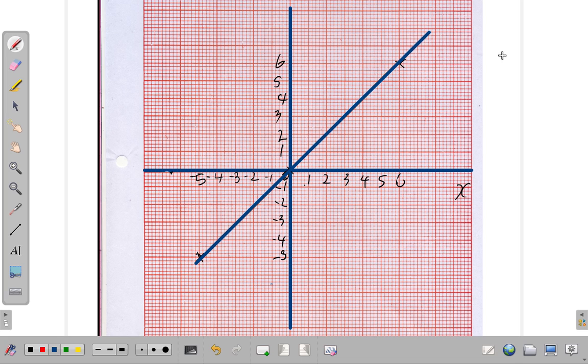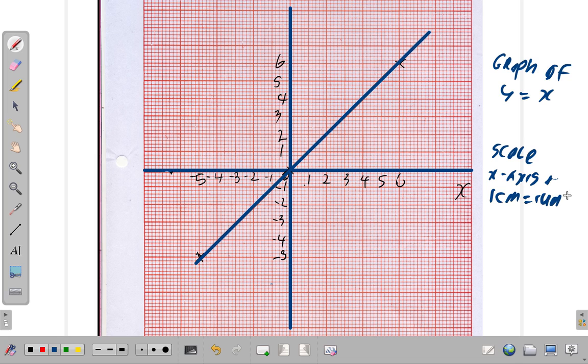We say the title is the graph of y equals x. The scale on the x-axis, 1 cm equals 1 unit, and the y-axis, 1 cm equals 1 unit. Good.